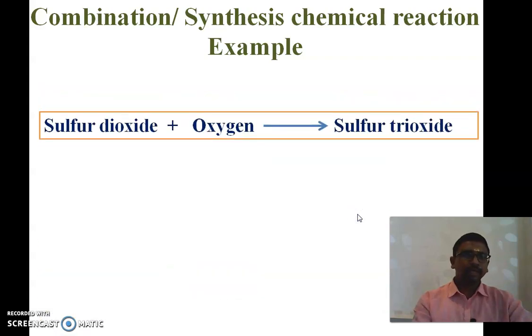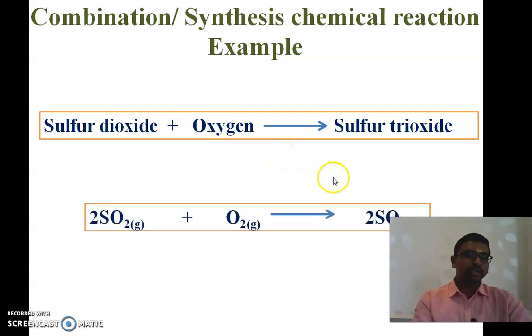And next example is sulfur dioxide plus oxygen. It will combine to form sulfur trioxide. The formula for sulfur dioxide is SO2, and the formula for oxygen is O2. SO2 plus O2, it will combine to form SO3, that is sulfur trioxide.